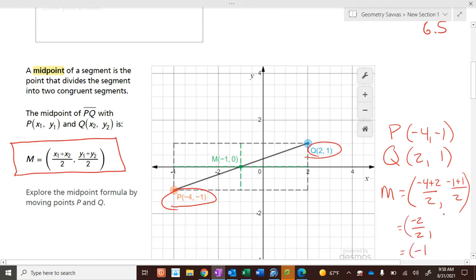And -1 plus 1 is 0, over 2, which is 0 divided by 2 is 0. And you can see in the picture that that makes sense. -1, 0 is the midpoint.